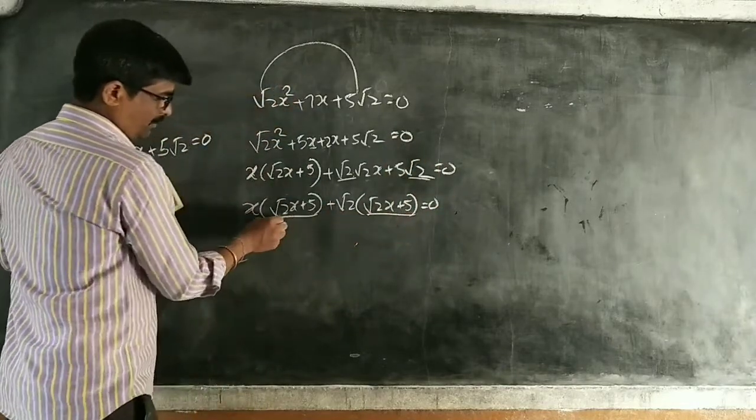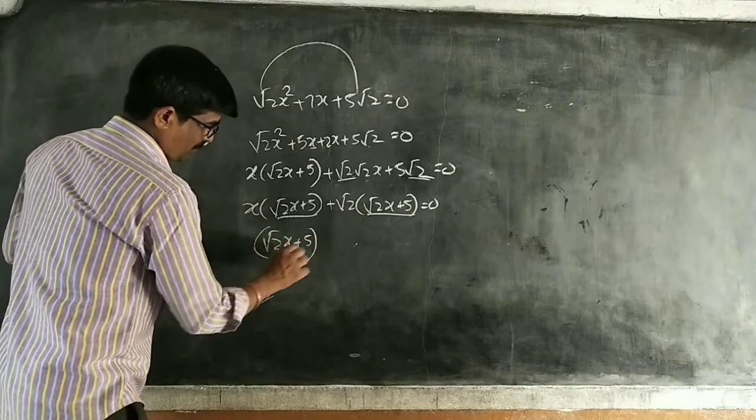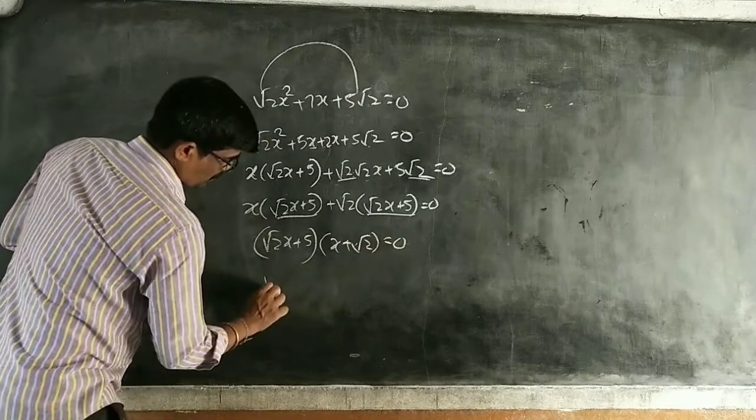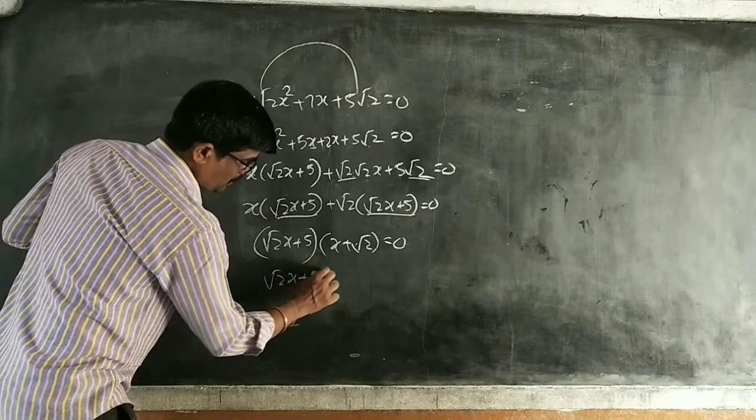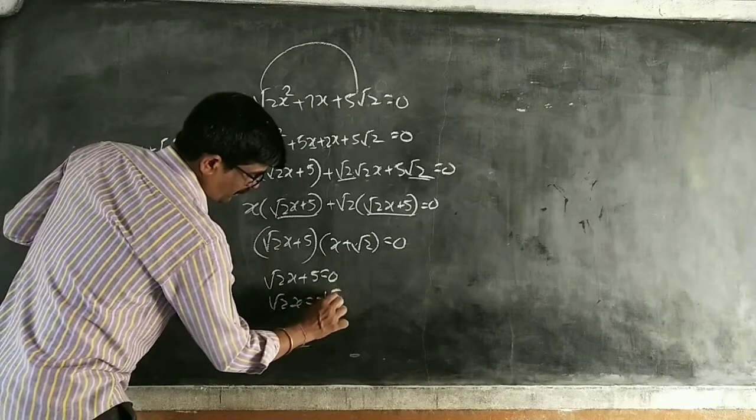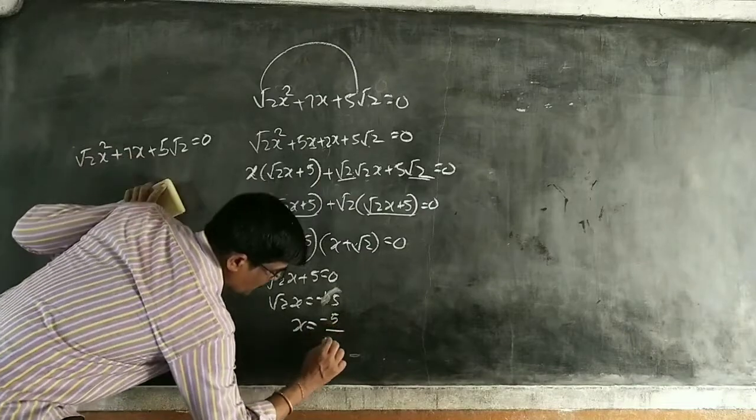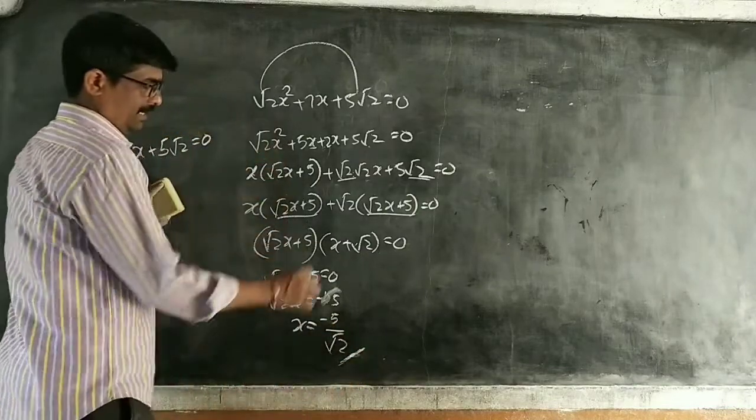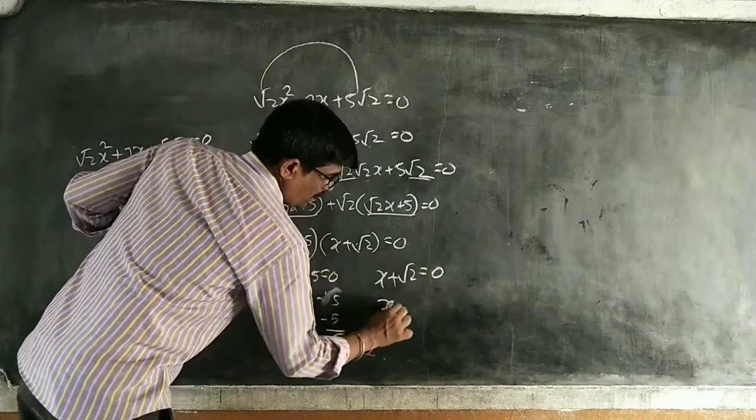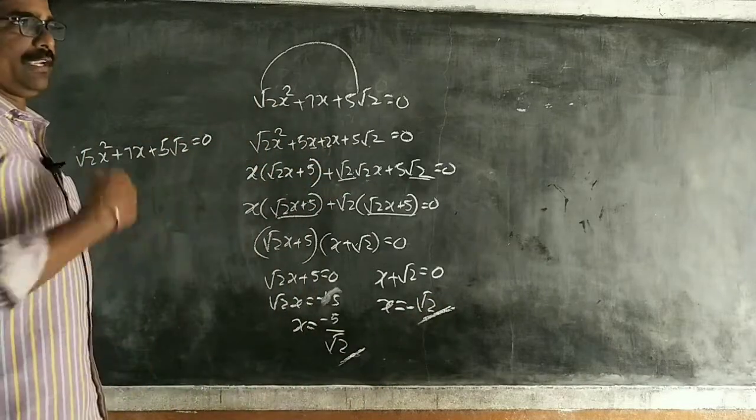So here root 2x and 5 are both common. So pick up one common term. Root 2x plus 5 plus 5 is equal to x plus root 2 is equal to 0. So root 2x plus 5 is equal to 0, or root 2x is equal to minus 5, or x is equal to minus 5 by root 2. Okay, right, here also x plus root 2 is equal to 0, x is equal to minus root 2. Okay, these are quadratic equations.